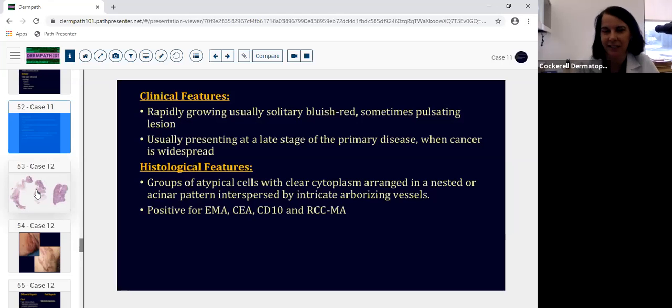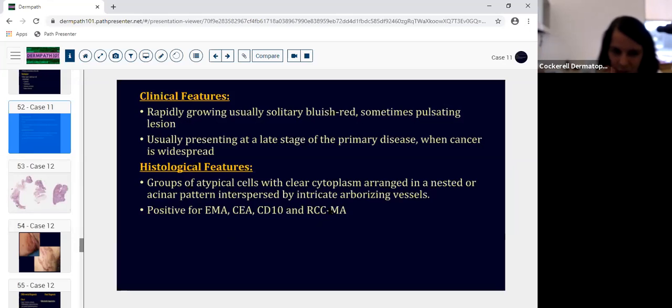So I immediately did the TTF just to cover my bases and make sure it's not coming from the lung. And the TTF was negative. So I definitely said consistent with renal cell. It wasn't this case, it was another slide.